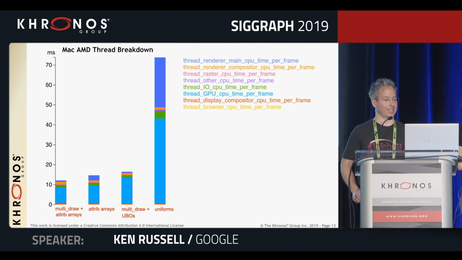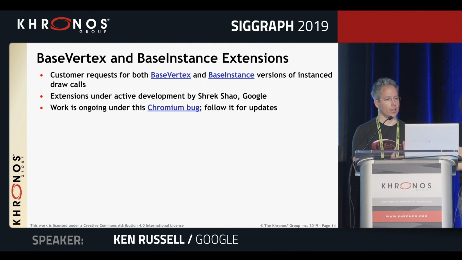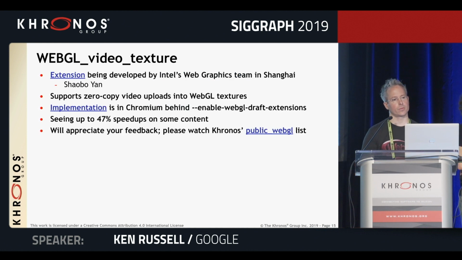That's really insane. We're working on improving the batching even further by adding base vertex and base instance variants of these extensions. These are under active development by our colleague Shrek. It's going to percolate to all the browser implementations via the Angle project, and work is ongoing, and you can star this Chromium bug for updates.